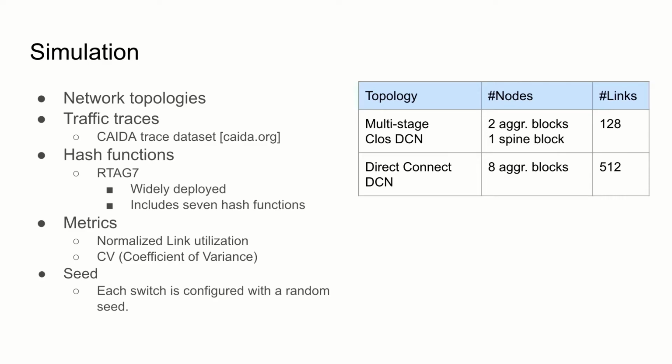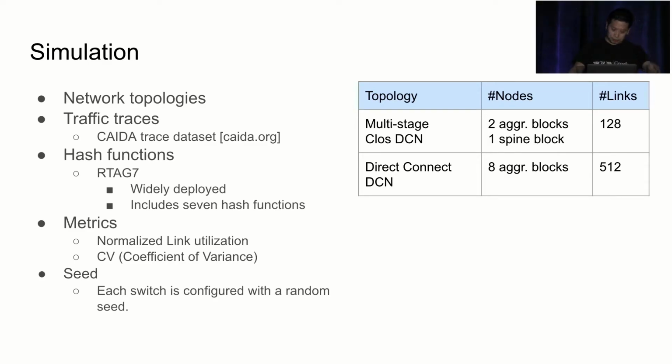So let's look at some simulation results. In this presentation, we're going to focus on multi-stage Clos DCN and the direct connect DCN. You can find more results on ISP networks or general wide area networks in the paper. The hash functions that we use is called RTAC7, which is a Broadcom implementation. It's fairly widely deployed. It consists of a family of 7 hash functions, CRC32, etc.